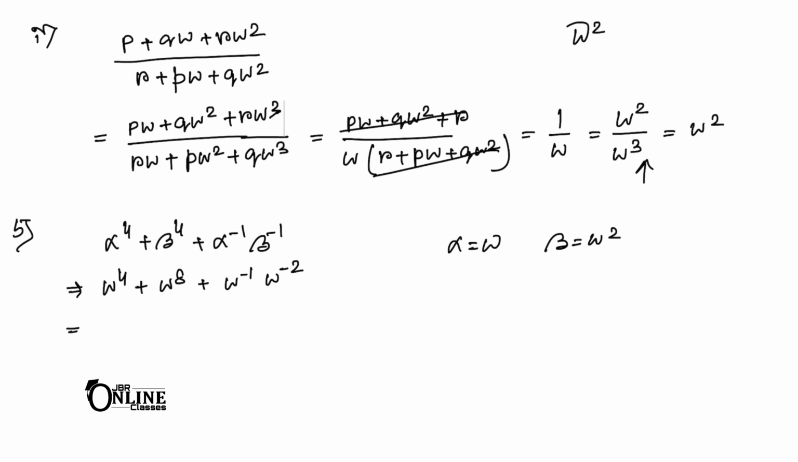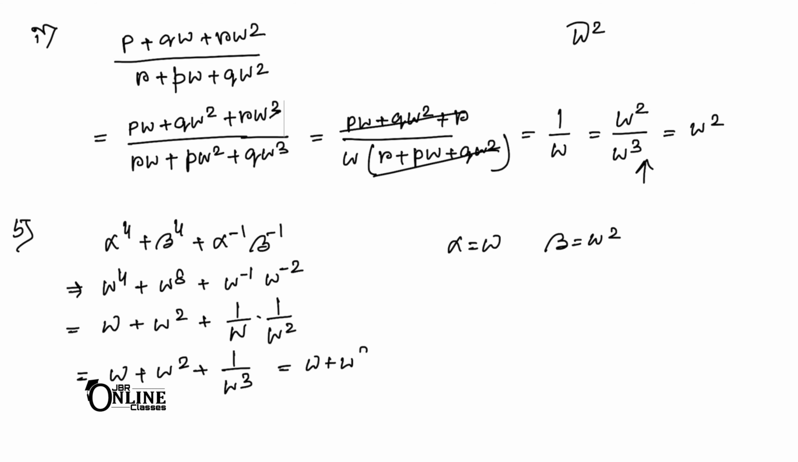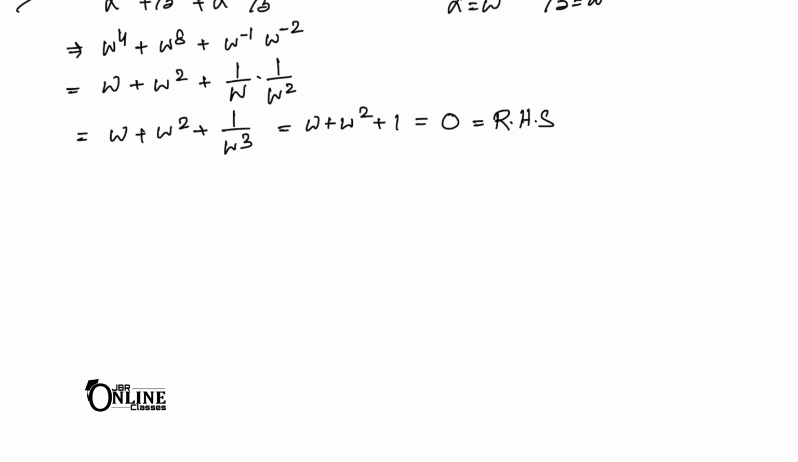Here omega to the power 4 means omega only, 8 means omega square only. Here it will be 1 by omega, then 1 by omega square. So that one equals omega plus omega square, and that one equals 1 by omega cube. You know that omega cube means what? 1. So it will be 1. Now you know the formula, 1 plus omega plus omega square equals 0. So that equals the right hand side, it's proved. Very easy.